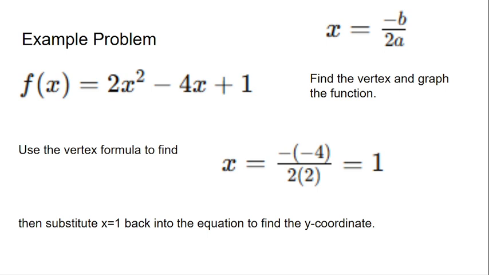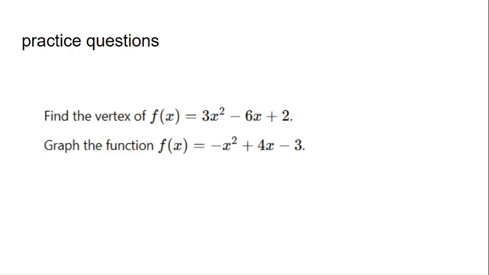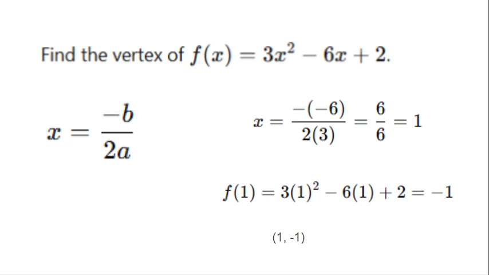Okay, let's try an example. The function f(x) = 2x² - 4x + 1. First, we find the x coordinate of the vertex using x = -(-4)/(2 times 2), because you have to multiply it. Now substitute x = 1 into the function to find the y coordinate. Okay, now these two are practice questions that we're going to finish.